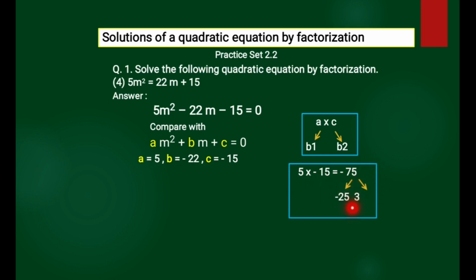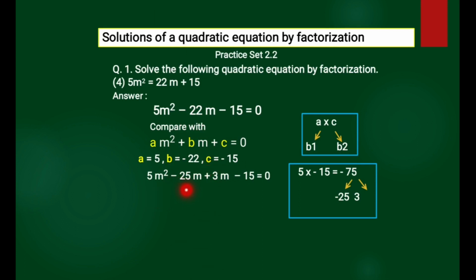Now we have to find the factors of 75 such that their sum is the value of b. 25 3s are 75. So we have to take the sign for 25, because after addition we require minus 22. So minus 25 plus 3, we get minus 22. So we write this middle term minus 22m as minus 25m plus 3m.